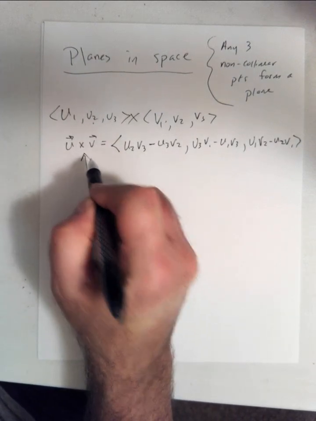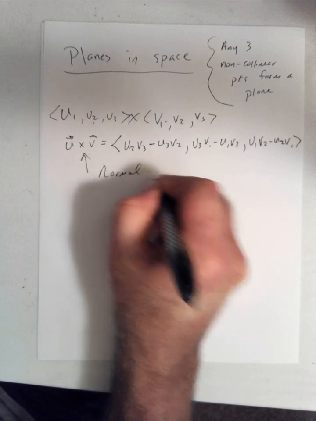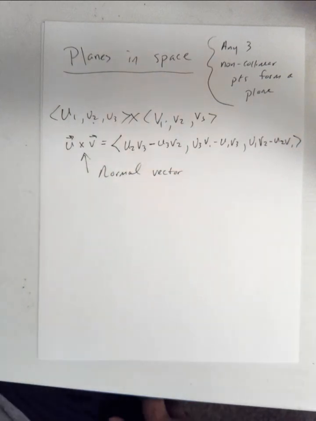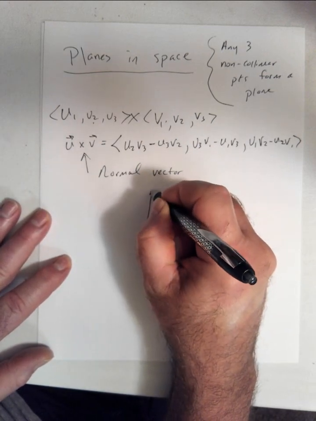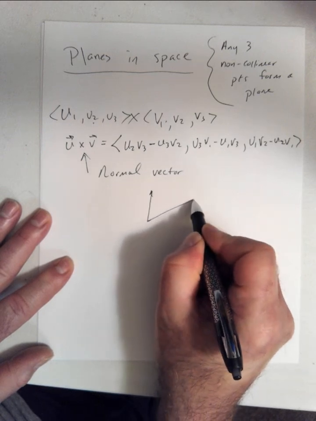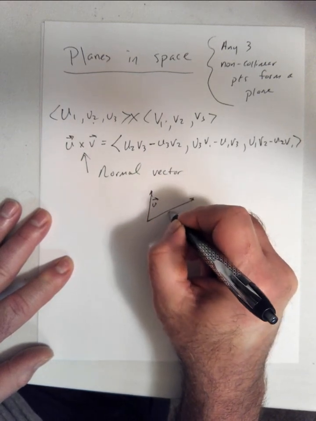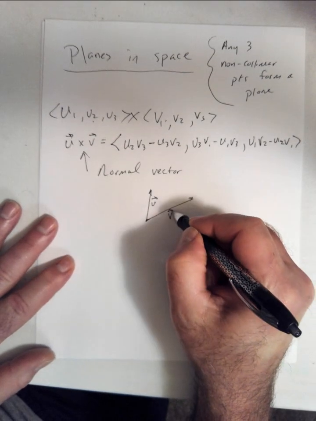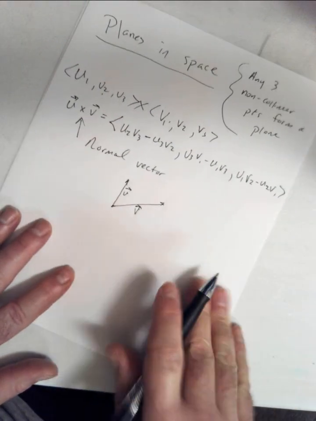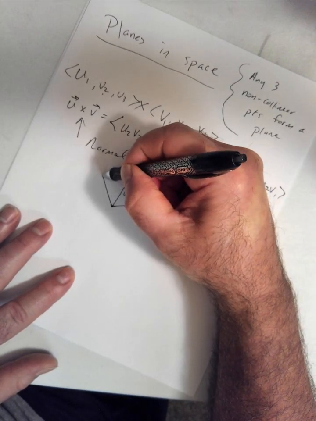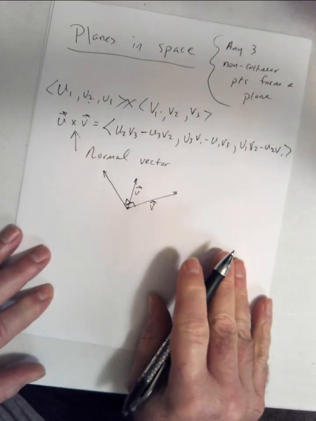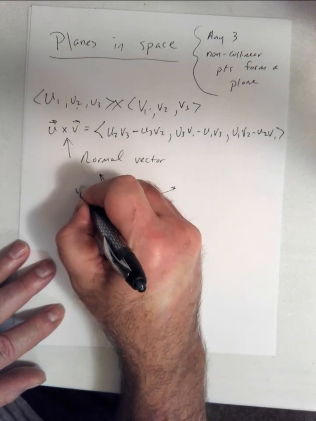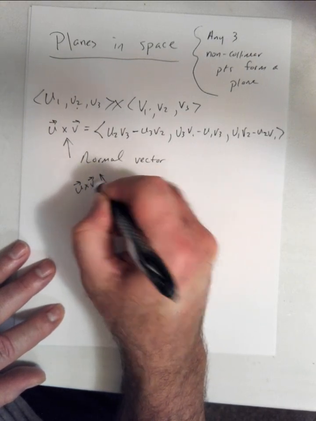Also, this has another name. It's called the normal vector. And normal vectors are always perpendicular to the other two vectors. So these two vectors connected at the origin, okay, the normal vector is perpendicular to both u and v, right? So this would be considered u cross v, okay?